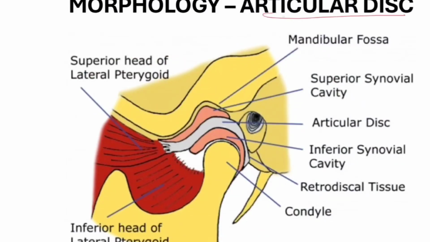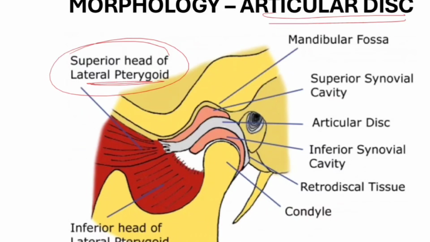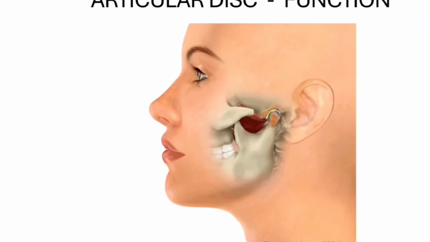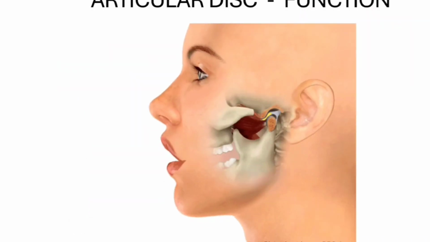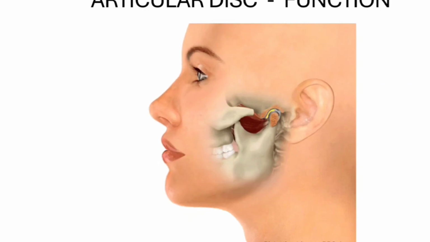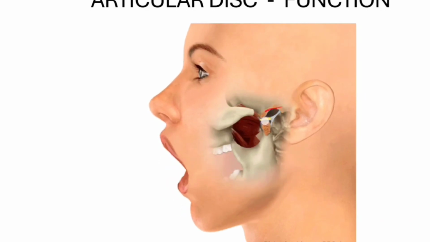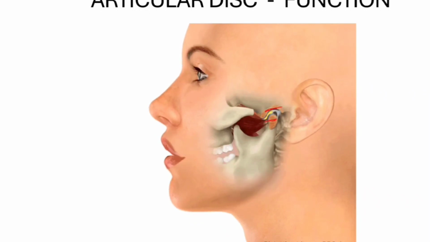So how does the articular disc work? It is a degenerated part of the lateral pterygoid muscle. The articular disc is formed by the degenerated part of the lateral pterygoid muscle. What is the function of the articular disc? It helps to stabilize the joint and it prevents friction between the two joints. It also acts as a cushion.